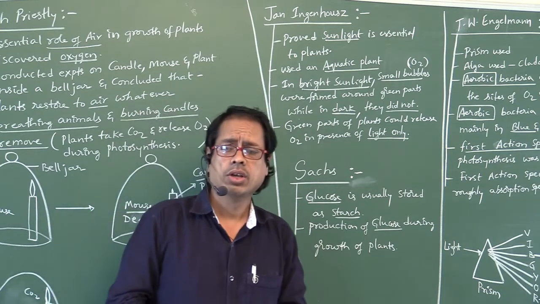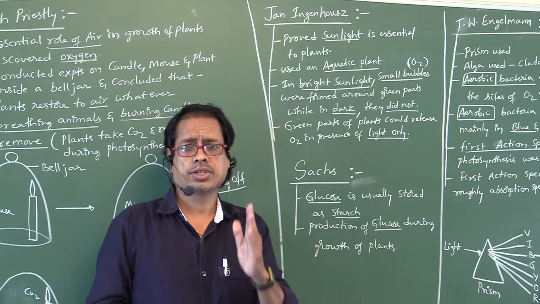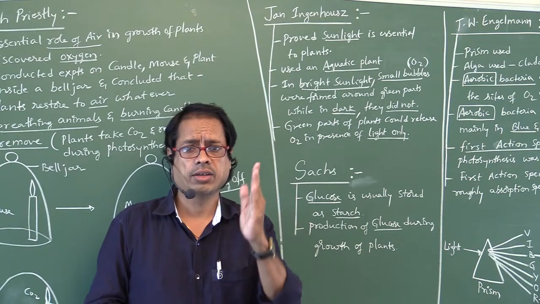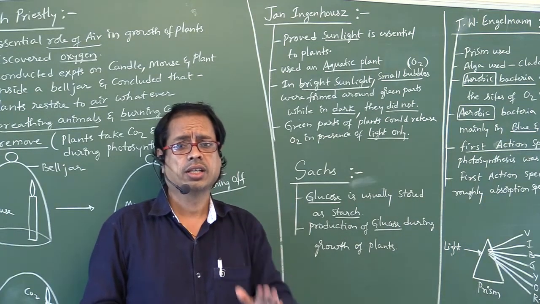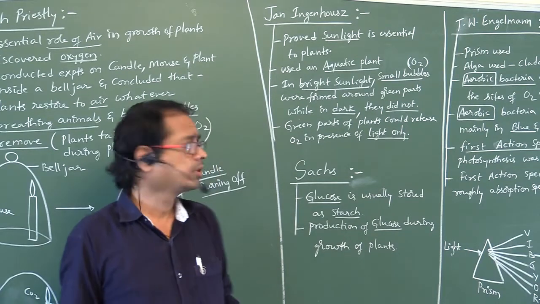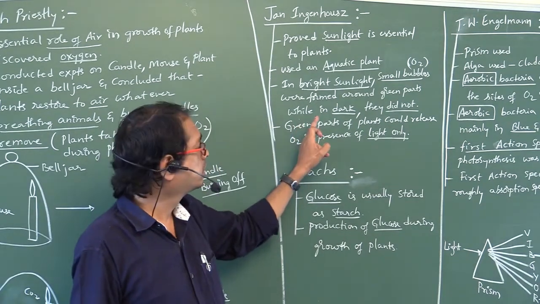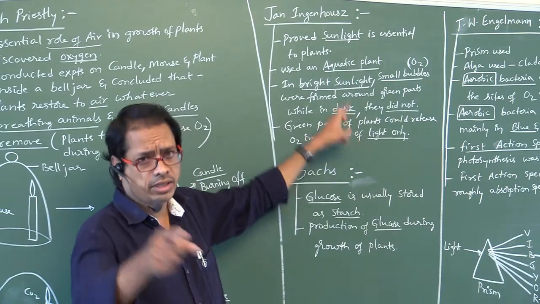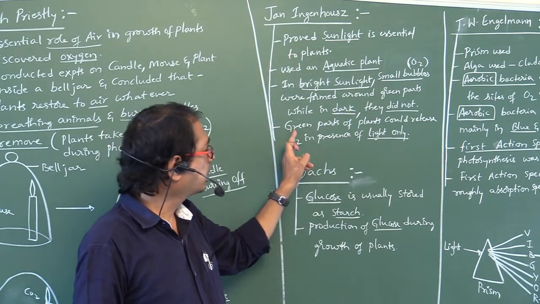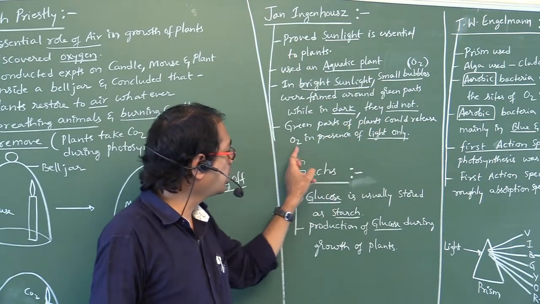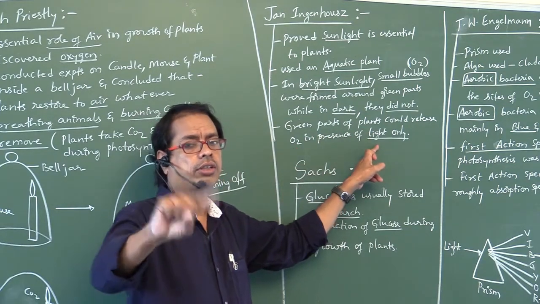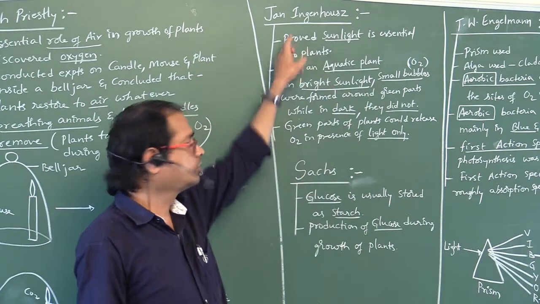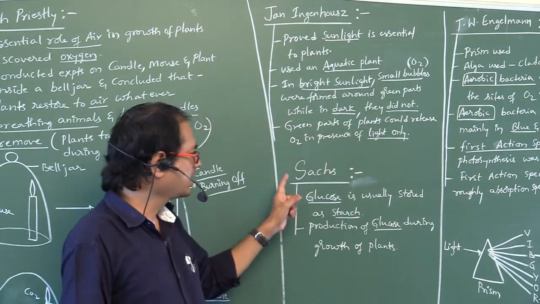So by this we can say that photosynthesis occurs in the presence of light only. Photosynthesis does not occur in the dark. That was the point given by John Ingenhousz. Green parts of plants could release oxygen in the presence of light only. That was the statement given by John Ingenhousz. Next, Sachs.